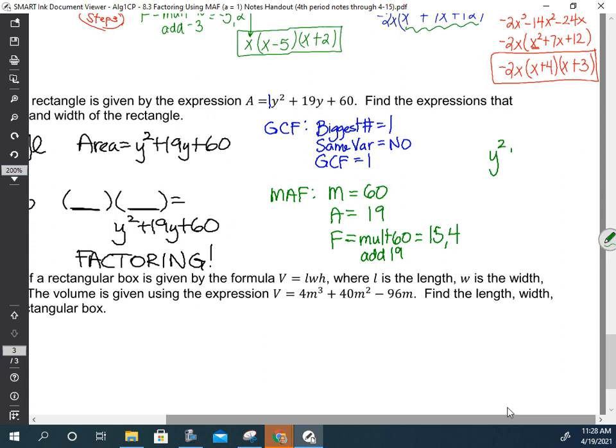So we got y squared plus 19y plus 60. Open up your two parentheses. Y squared is y times y. 60: there's your 15, there's your 4. We already checked to make sure that it adds up to 19. Problem good. Any question with example 5 before we finish up with example 6?